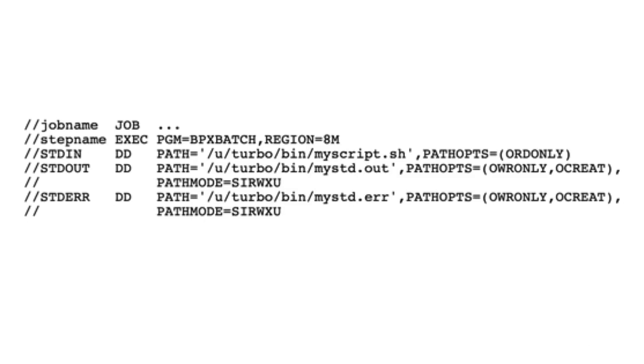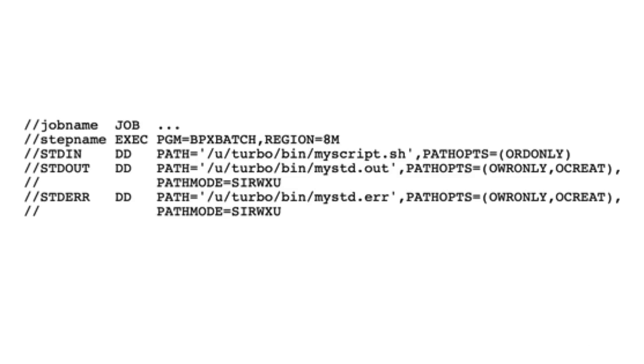The BPXBATCH utility gives you a way of running Unix scripts and applications as z/OS batch jobs. There are two ways of invoking this, as JCL and as a TSO command. You can see here, that looks like Unix stuff to me. We've got a shell script here and DD statements for the output and error streams over here.